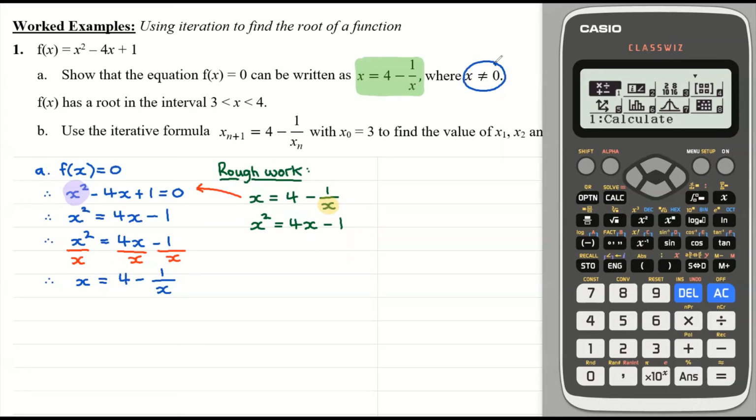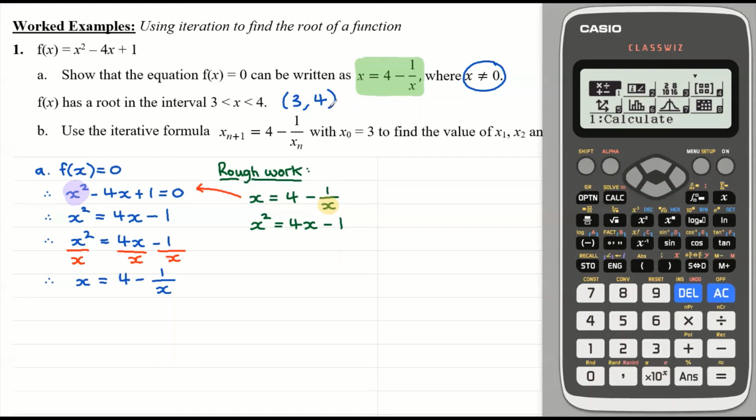So that's part A. Now for part B, it says that f of x has a root in the interval 3, 4, with 3 and 4 not inclusive. So another way to write that interval would be to write it like this, so it looks like a pair of coordinates. So we're told that it has a root in the interval 3 and 4. Now, to use the iterative formula that's given with x0 equals 3, we have to find the values of x1, x2, and presumably x3, which is hidden by the calculator.